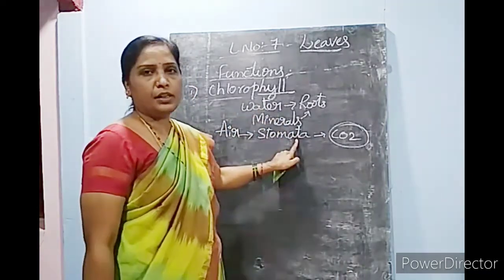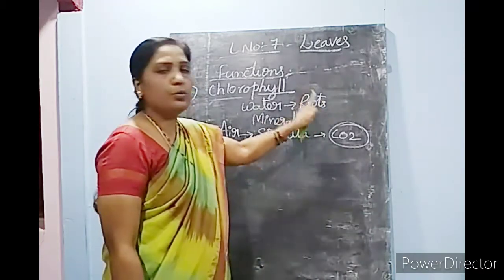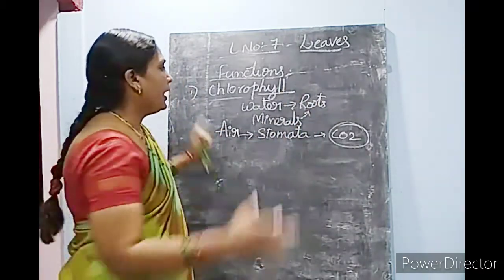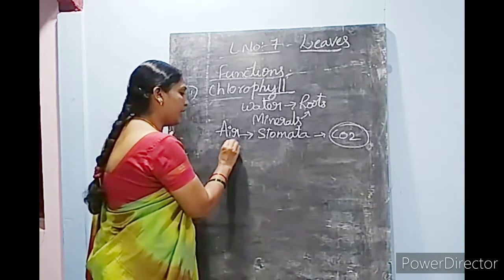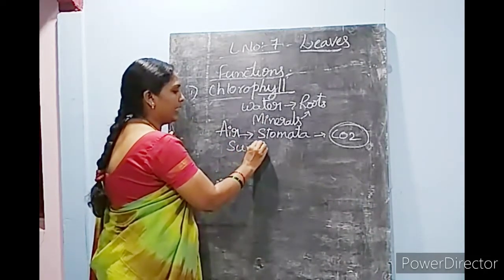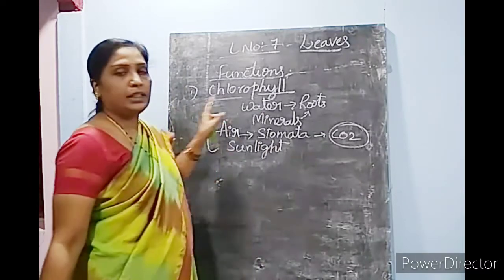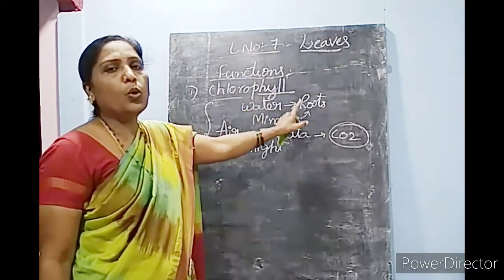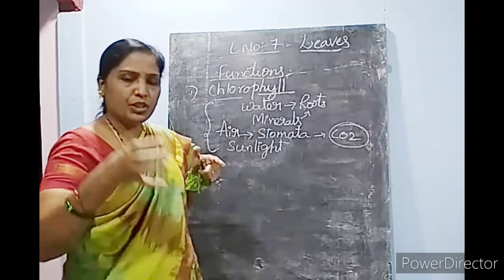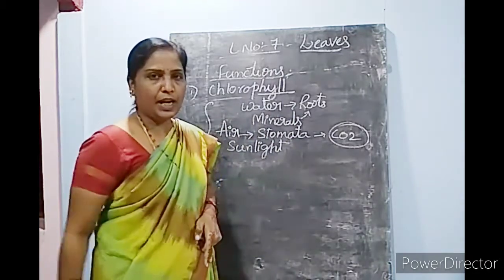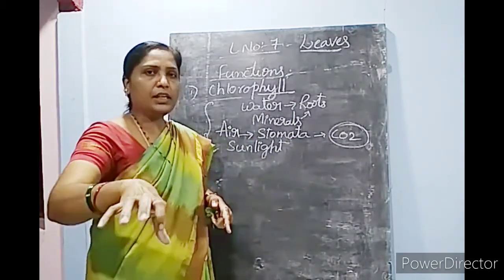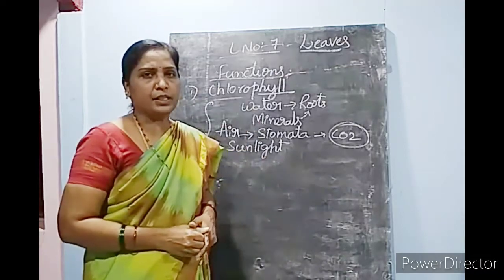They are using water and minerals, which they take from the roots, and by using all this, they are also absorbing sunlight. By using all these materials, they are preparing their own food. The food needed for the plant to carry out all its functions is supplied by the leaves.